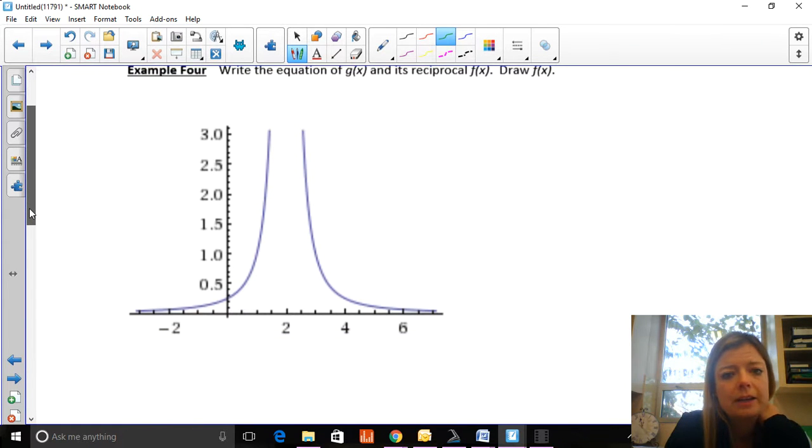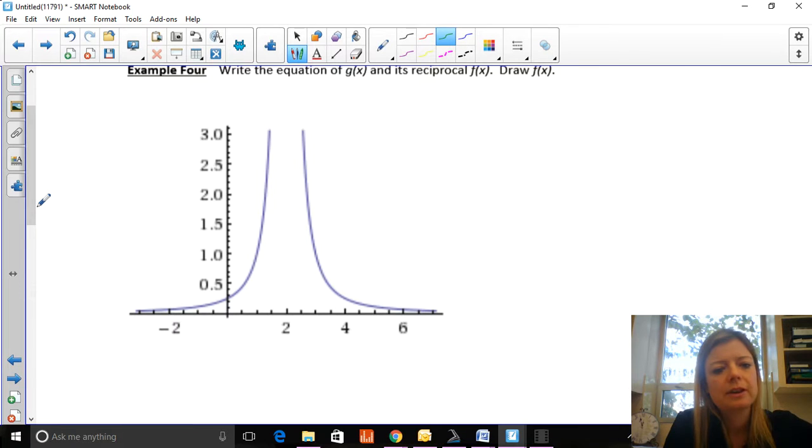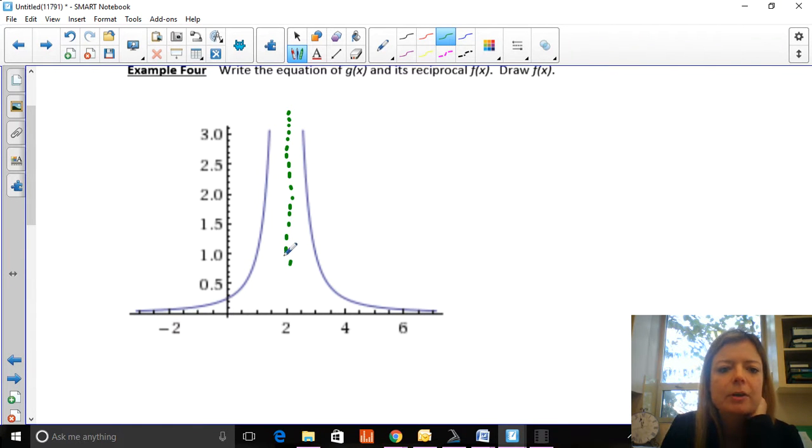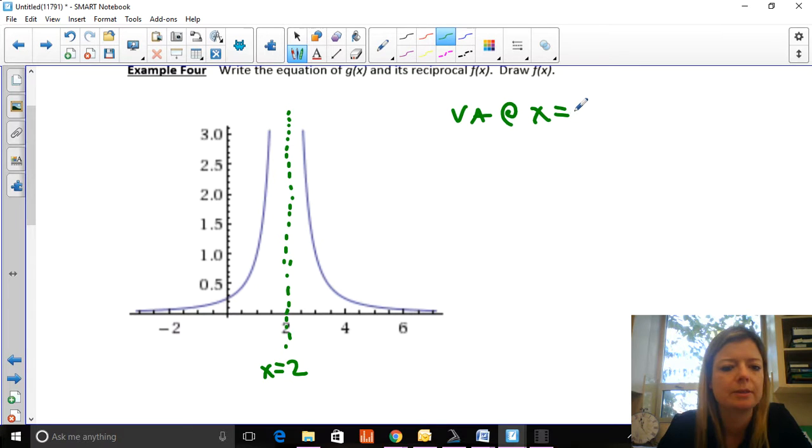Here we're given a reciprocal, and I want you to come up with the original equation and solve it. Notice here that there is no local minimum or local maximum, and that's because it must only have one x-intercept. There's only one vertical asymptote, which is extremely straight and well drawn, at x equals 2. Okay, so the VA is at x equals 2.